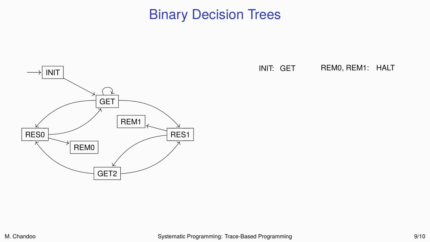Similarly, after rem0 and rem1, the execution halts, so their BDTs are just a single node tree halt. A more interesting case is the BDT for the operation get. It can either go to itself, to res0 or res1.